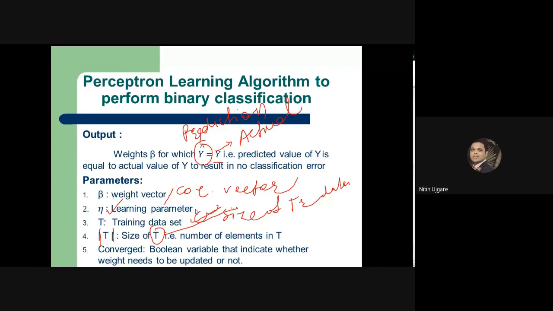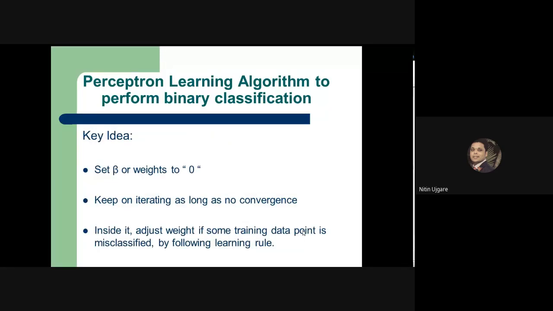Okay, and whether this weight update is needed or not, let's say that one indicates the weight needs to be updated and 0 indicates the weight does not need to be updated because the instances are correctly classified. Okay, that is what we are going to see. So the key idea is to set beta, the weight vector, to 0. Keep on iterating as long as there is no convergence. Inside it, adjust the weight if some training instance is misclassified, following the learning loop. So we know what the perceptron learning rule is.